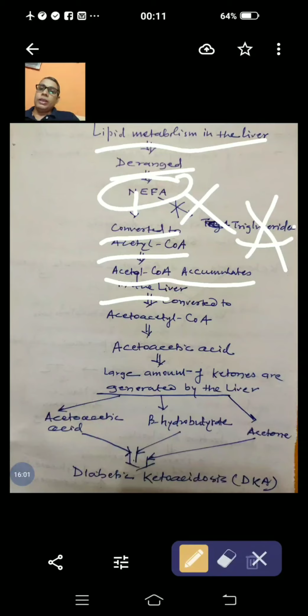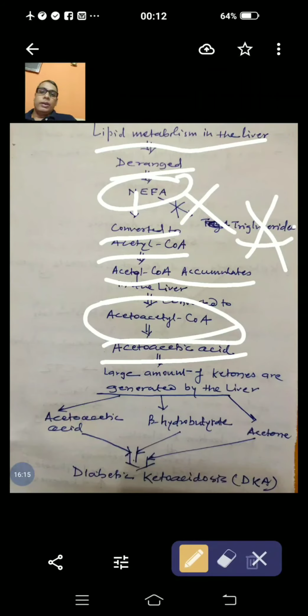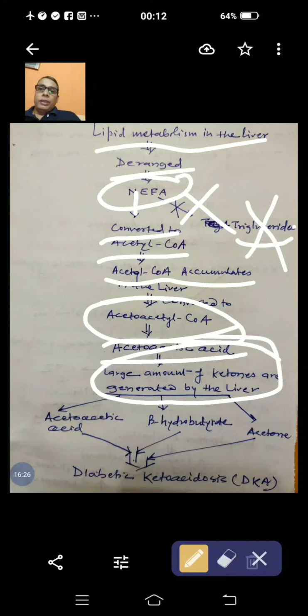and this acetoacetyl CoA, after accumulation of acetyl CoA there will be conversion of acetoacetyl CoA, and this acetoacetyl CoA will ultimately be converted into acetoacetic acid, and a large amount of ketone body will be generated by the liver when there is too much lipolysis. It means that the ketone bodies like acetoacetic acid, beta hydroxybutyrate and acetone will be produced in a large amount, and that will be responsible for the condition that is called diabetic ketoacidosis, DKA, in the dogs, and this situation is very pathetic and it can be life threatening in the diseased animal.